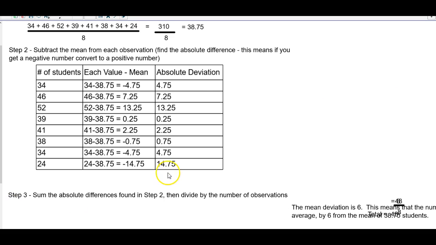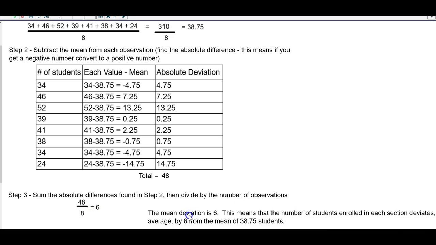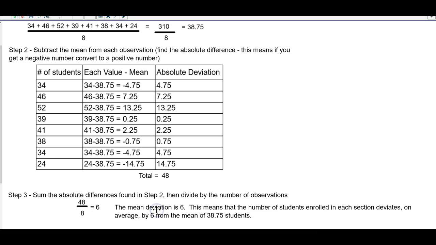Step 3 says to sum the absolute differences found in step 2, then divide by the number of observations. So we found if we add all of these up, total equals 48. So we will do 48 divided by 8, and that gives us 6. So this means that the mean deviation is 6, that the number of students enrolled in each section deviates on average by 6 from the mean of 38.75 students.